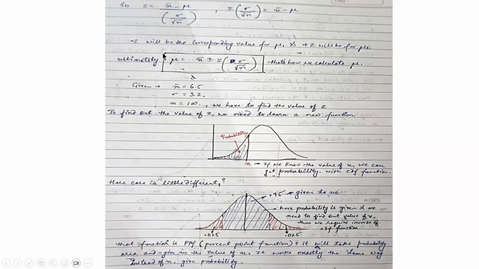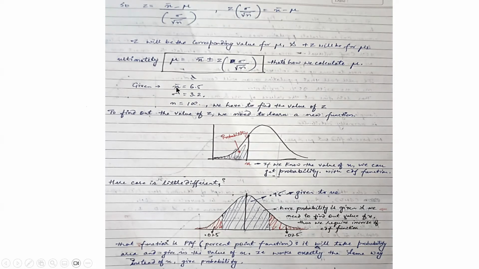Okay, so we will convert. This is the formula of our Z test. Finally, if we convert it and we want mu, I will get this formula. Here I have given plus and minus. Why plus and minus? Because I want both the values, for the positive mu and negative mu.